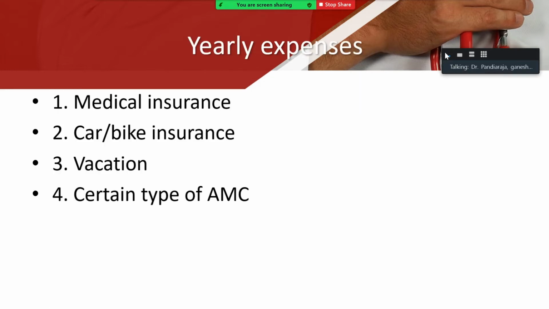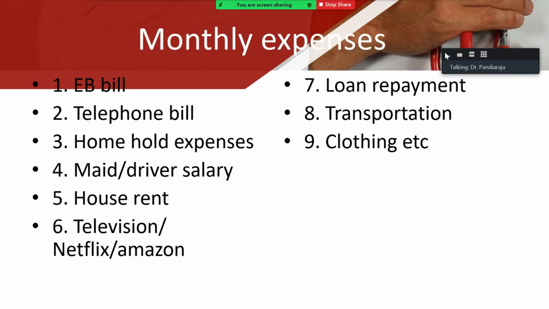First is yearly expense. A few people will have medical insurance, which comes under yearly expense. Car or bike insurance, and planning for a vacation, come under yearly expense. Certain types of AMC, annual maintenance contract, also come under yearly expense. Monthly expenses will be different, like EB bill, telephone bill, household expenses, maid or driver salary, house rent, television. Some people would have subscribed to Netflix or Amazon. That comes under monthly expense.